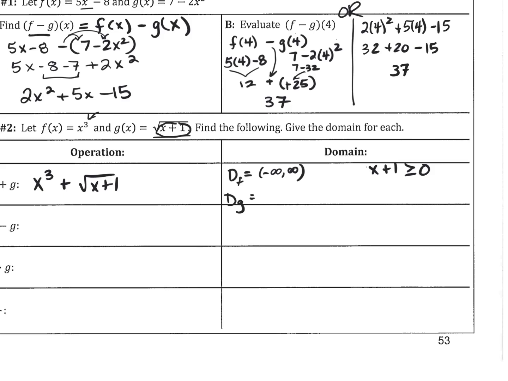Since it's underneath the square root, we're going to subtract 1 and we get x is what? Greater than or equal to -1. So that means this, from -1 to infinity. We take the union of that. In other words, we take the smaller of the two. The intersection of that. Which one of those is smaller?